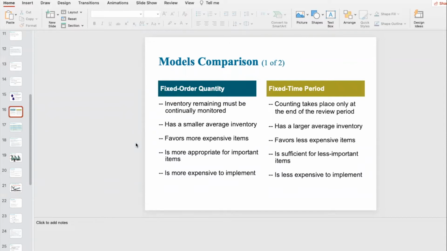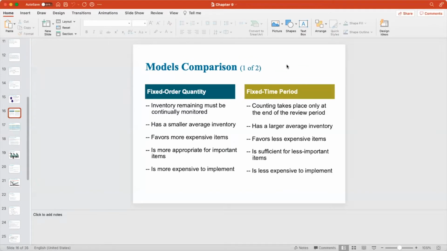Okay, so that's the fixed order quantity model. However, different from the fixed order quantity model, within a fixed time period model, you won't actually count your inventory amount all the time, right? You probably only review your current inventory amount at one specific period of time. So you may only look at your inventory amount at the beginning of every month or at the end of every month.